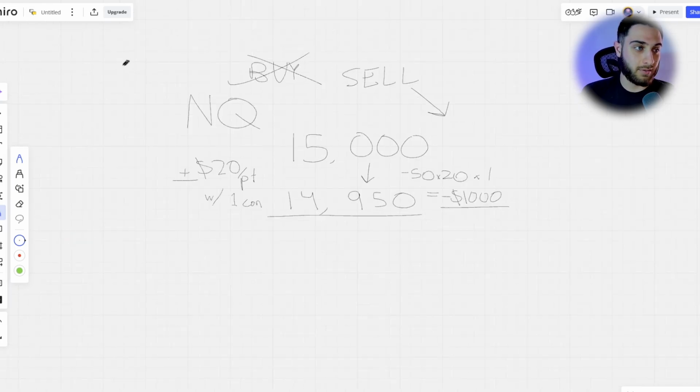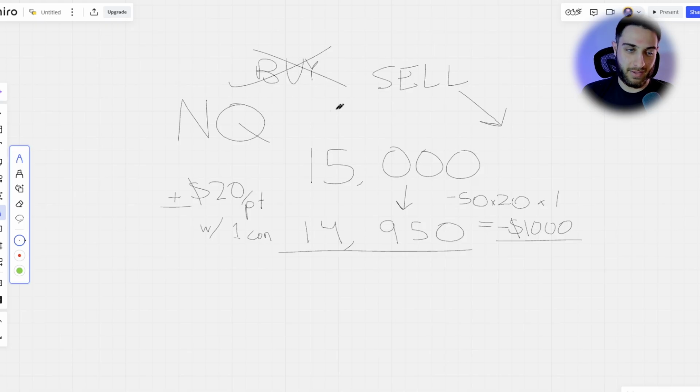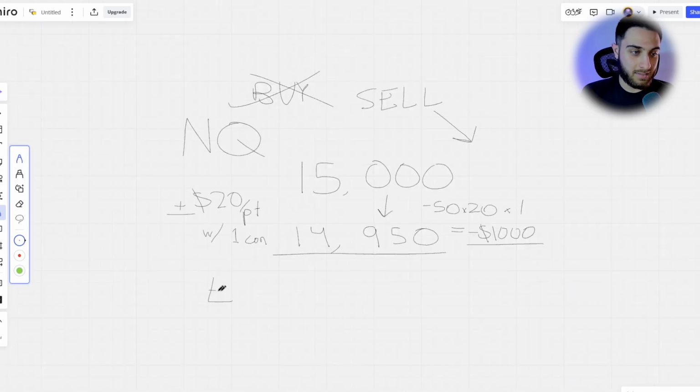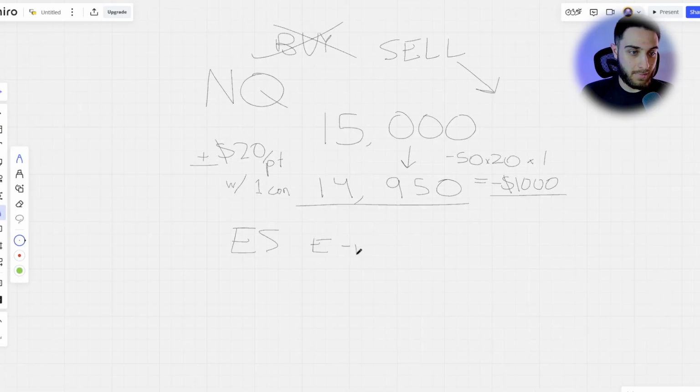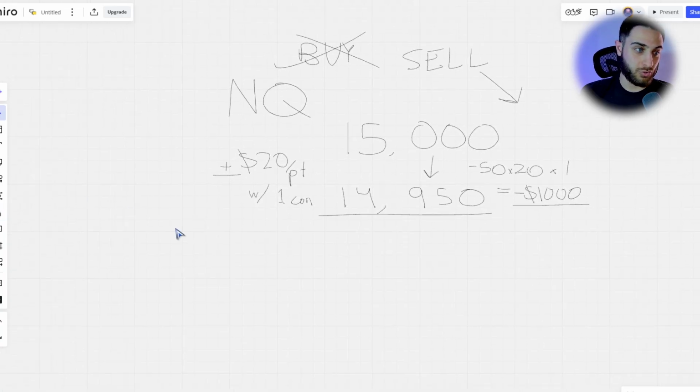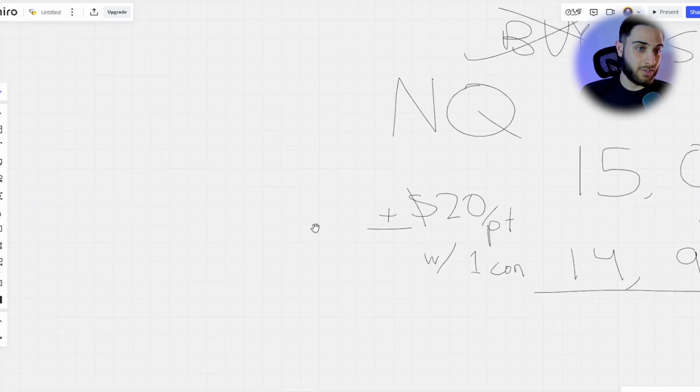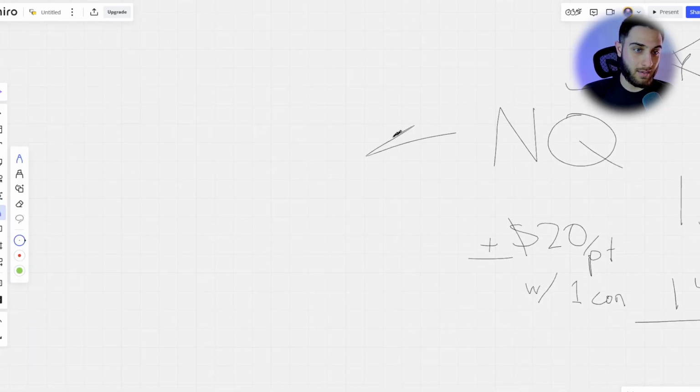The NQ is just the Nasdaq futures, and the ES is called the E-mini futures. These are called minis. Typically, you'll hear minis whenever they're referring to futures. This is representing the S&P 500, the SPY. But we also have this thing called the micros, which is, as it's in the name, a micro version of the futures market you're trading.